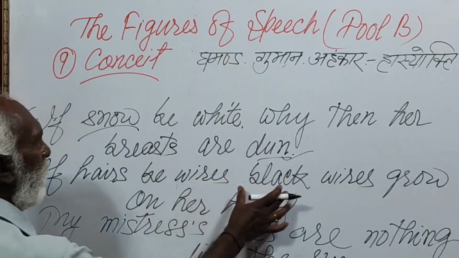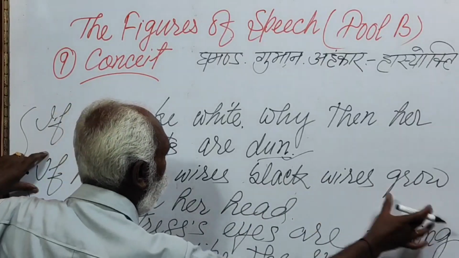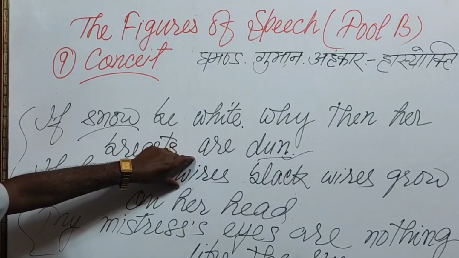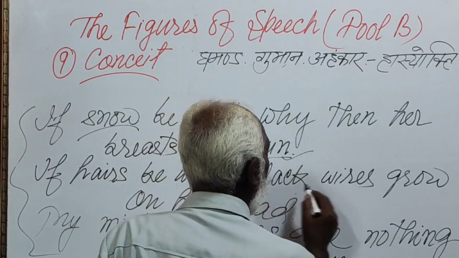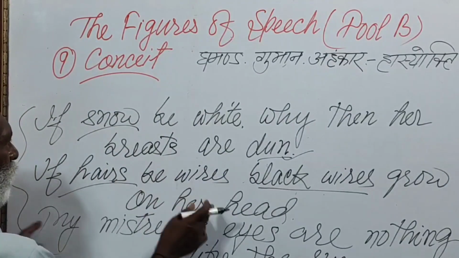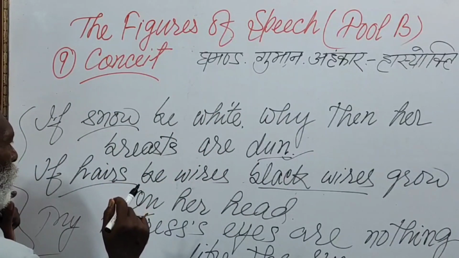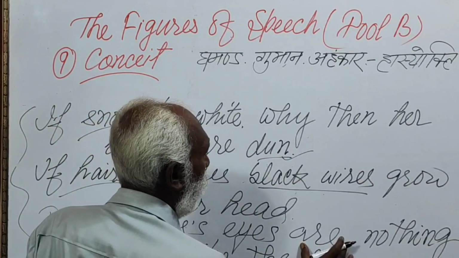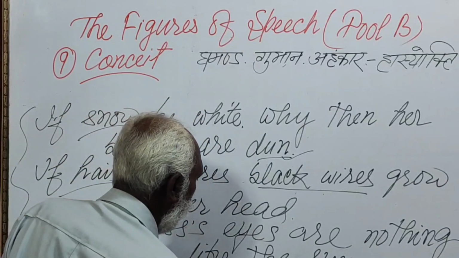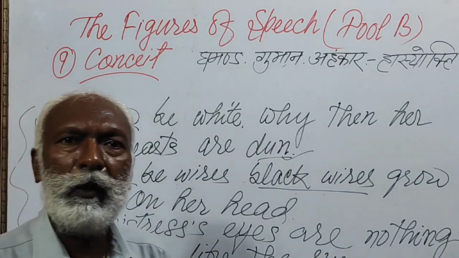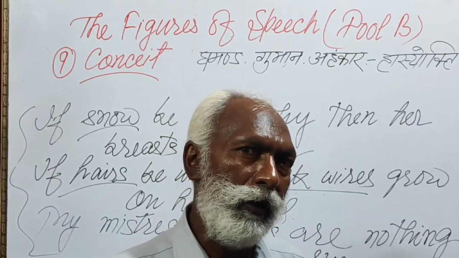If hairs be wires, black wires grow on her head. If her hairs are wires, then black wires grow on her head. Here again is a comparison using a metaphor. Clear? My mistress' eyes are nothing like the sun, using simile. Here you find extended metaphor is used.